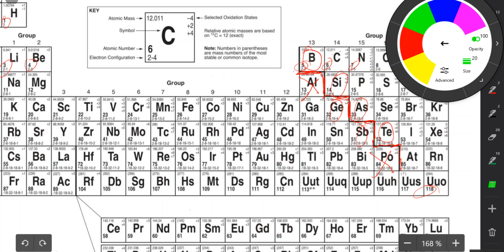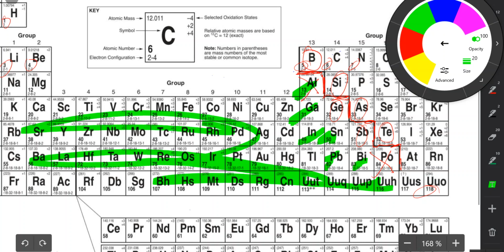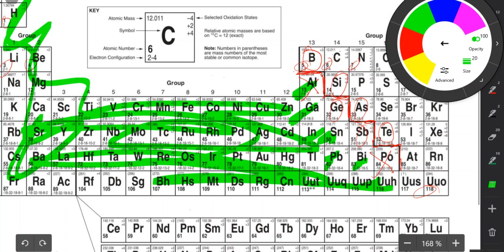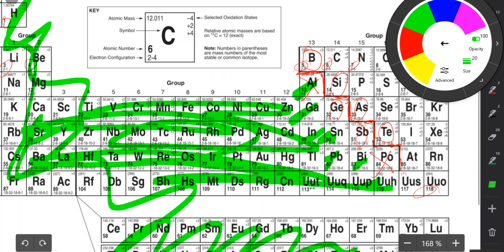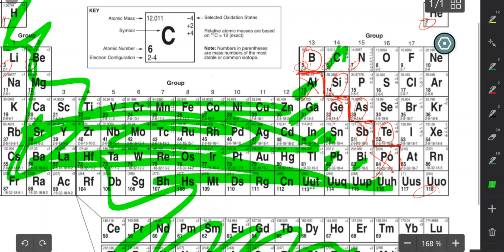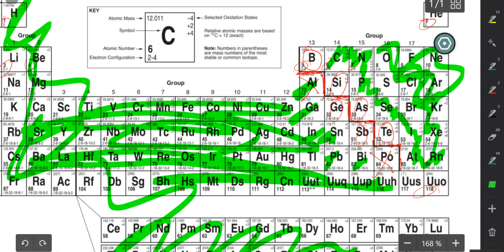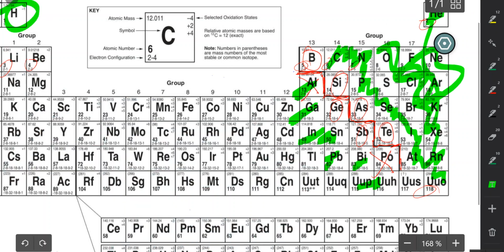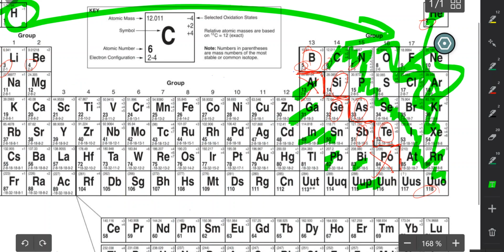So, again, these are all metals. All of these metals. Right side, these are all nonmetals. Okay, it's very important for us to know that hydrogen actually behaves like a nonmetal.